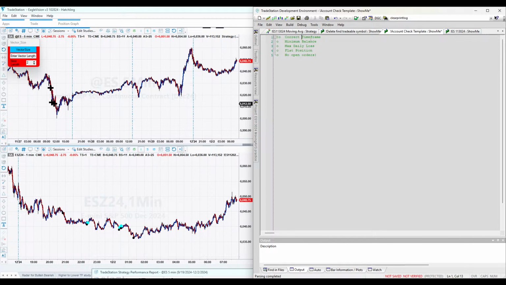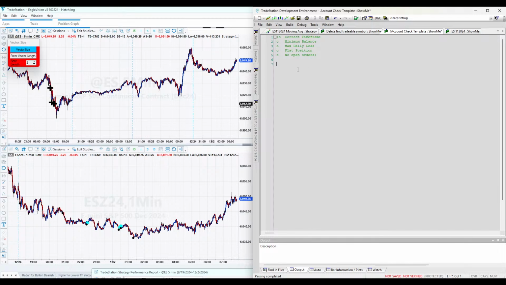Just comment those out. I want one to make sure that I'm in the correct time frame, that I'm looking at the minimum balance, and that I have not exceeded the maximum daily loss. Also that I currently have a flat position, and that's only because right now I'm just trading the micros, so I'm only looking to enter a position when I don't have a position on. And then the last one is going to be the no open order. All right, so the first one, let's go for the correct time frame.